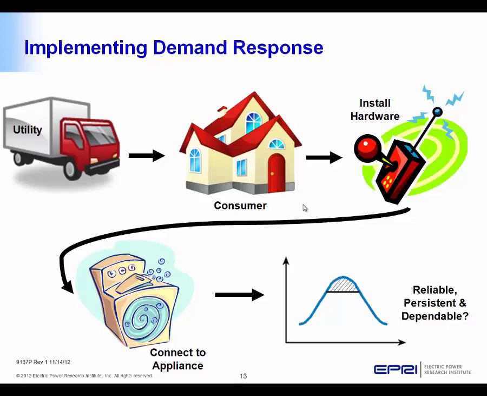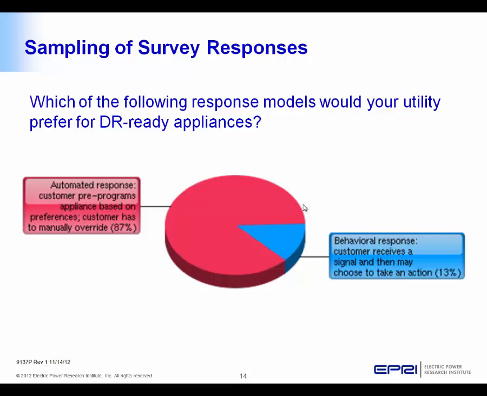Not an easy task in any case. So we've done some surveys of utilities and asked which of the following demand response models would your utility prefer for DR-ready appliances? An automated response, where the customer pre-programs the appliance based on preferences, and if he doesn't like it, he has the opportunity to manually override it.